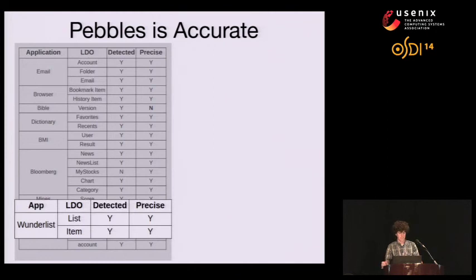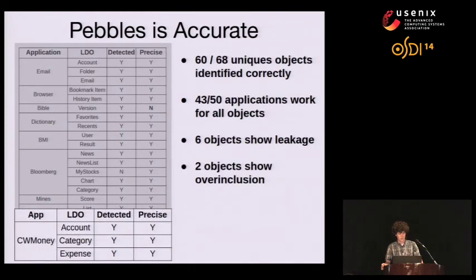In Wunderlist, lists and items. And in the CW Money application, it correctly identifies accounts, expenses, and categories. Overall, Pebbles identifies 60 out of the 68 unique objects correctly, which is pretty accurate for a completely unassisted mechanism. We saw 6 of the 8 objects that Pebbles did not recognize correctly show leakage and 2 of them show over-inclusion.